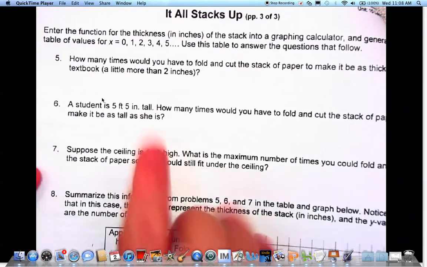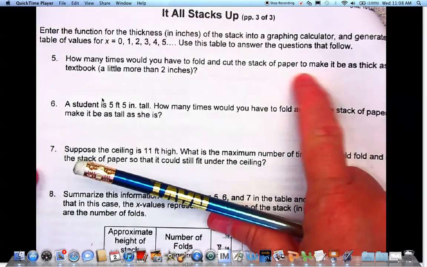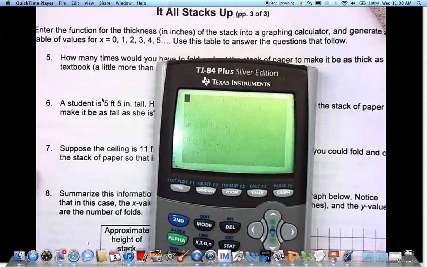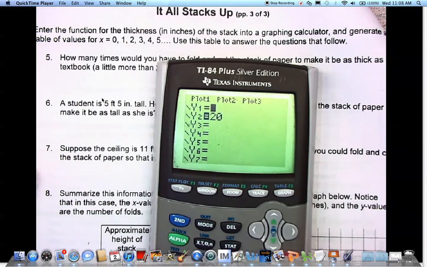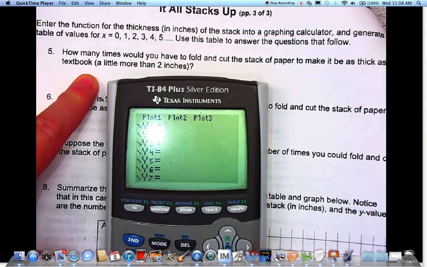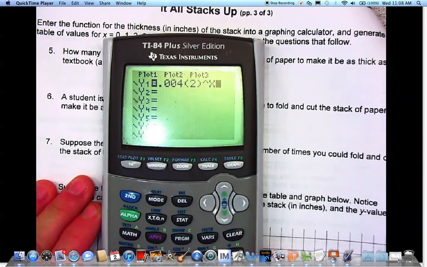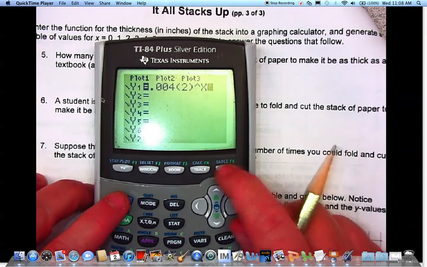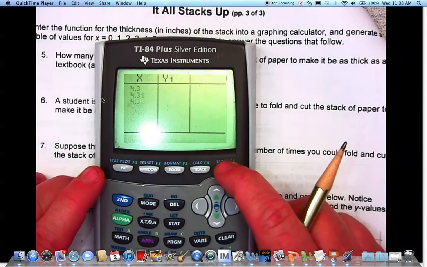Okay, now we're going to find out how many times you had to fold and cut the stack of paper to make it as thick as a textbook. To do that, we're going to take the equation that we did for height. What equation did we get for height? Remember? 0.004 times 2^x. Good. Okay, put that in Y1. 0.004 parentheses 2^x. Go to the table. It should match your table.